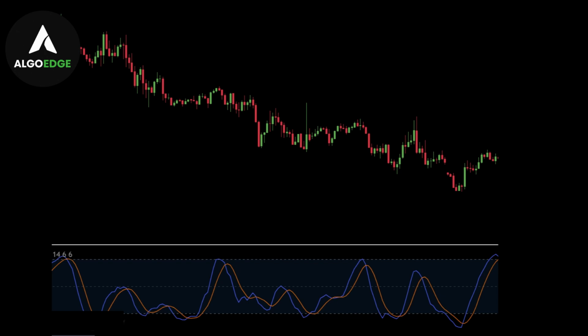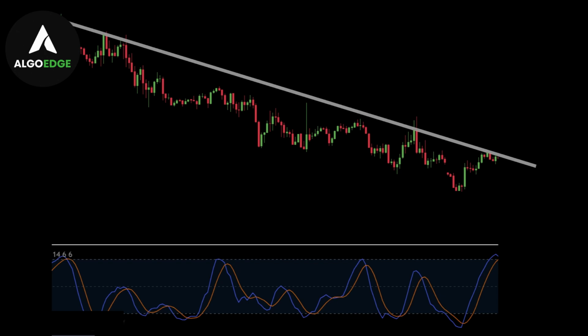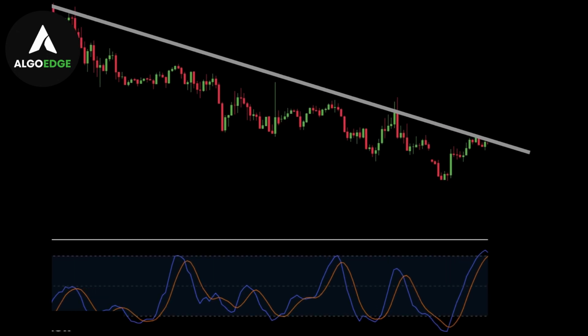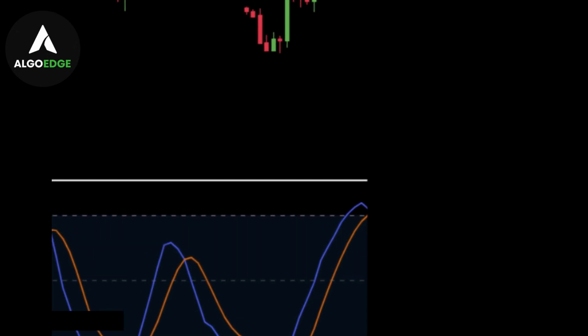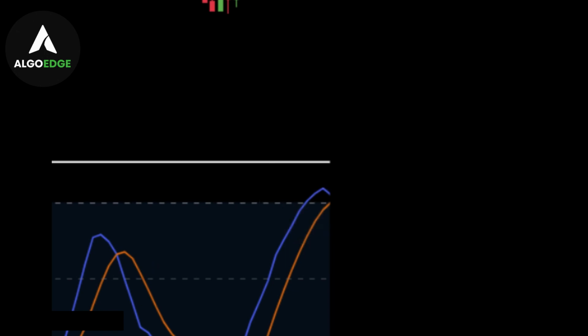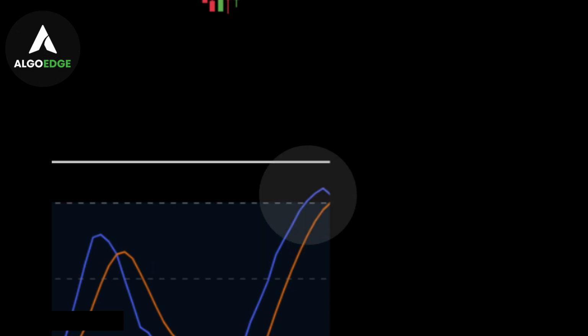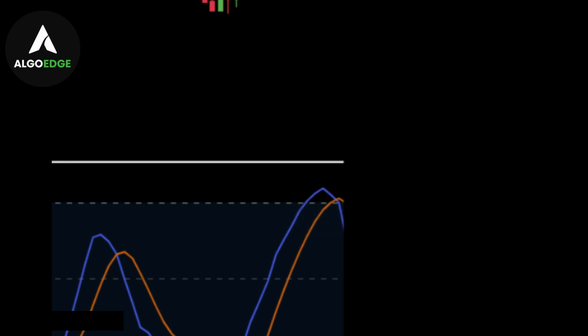As you can see, we're using the stochastic oscillator with the exact same settings I showed you earlier. This time, the market is in a downtrend, and we've drawn our trend line by connecting the swing highs. Since the stochastic has already reached the overbought region, all we need to do now is wait for it to cross back down into the blue zone. That will serve as our confirmation signal.